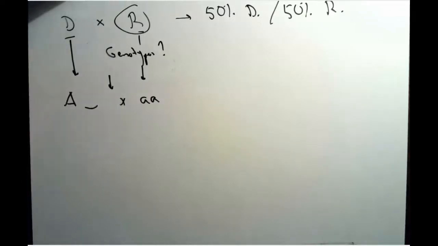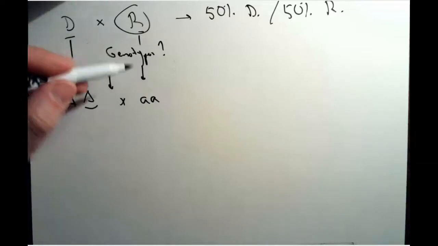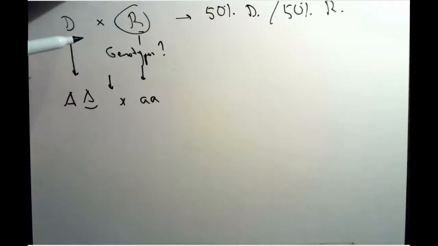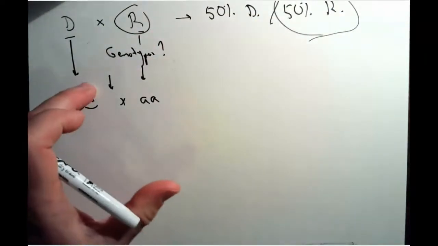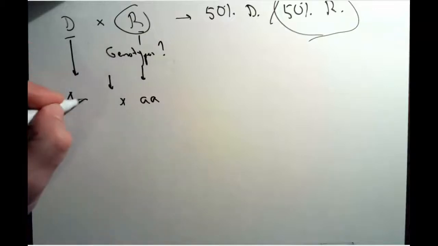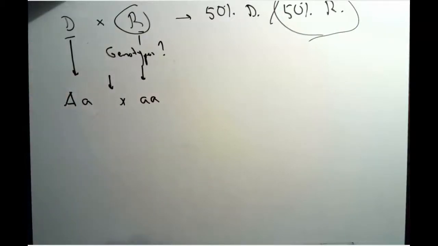And of course, the question says they're crossed. So what you realize right away is this is pretty much a testcross. If this individual was homozygous dominant, then all of the offspring from their mating should show the dominant trait. And that's not what we see. Half of the offspring show the recessive trait. So the only other option is that the dominant parent is heterozygous.